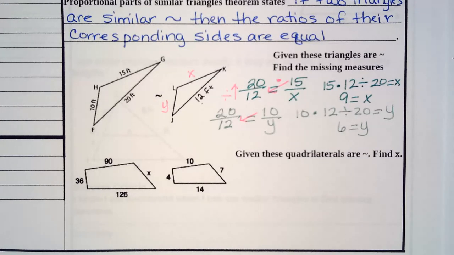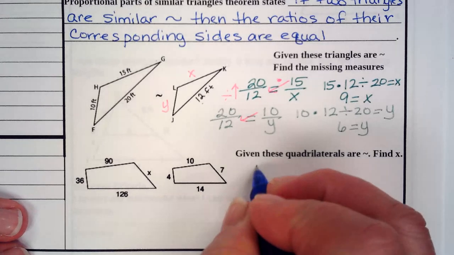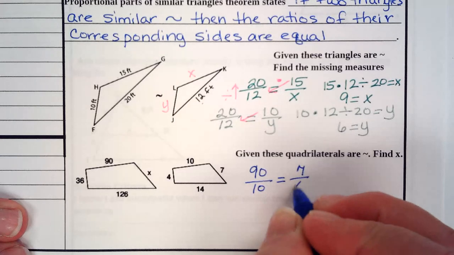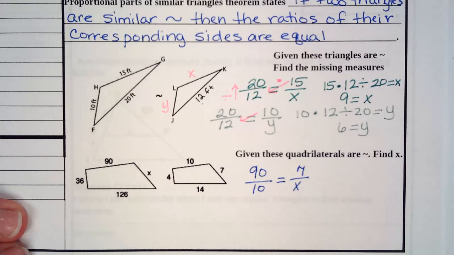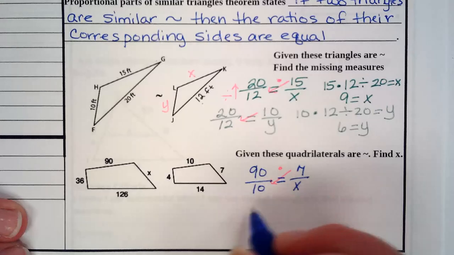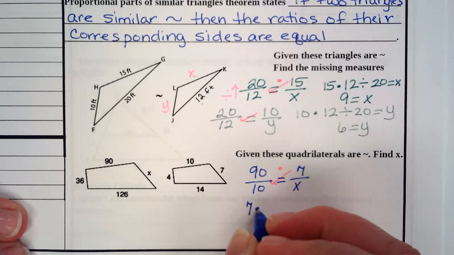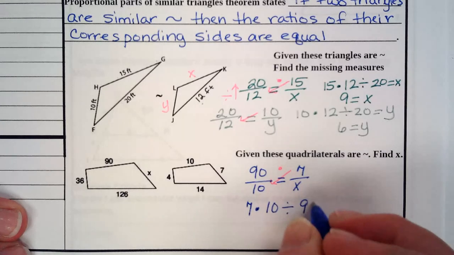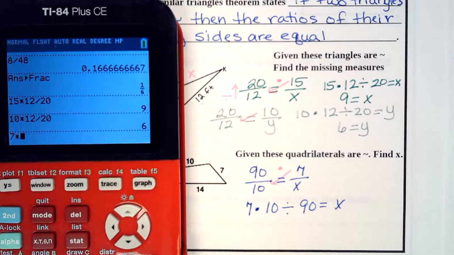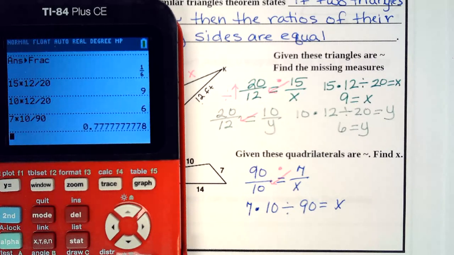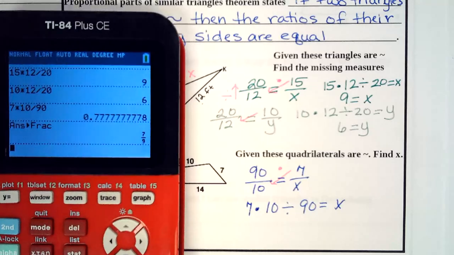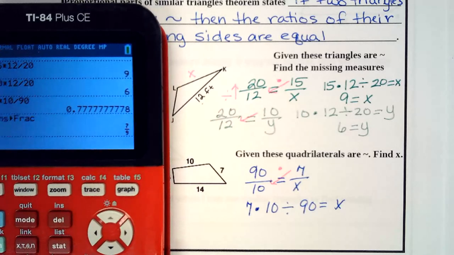So let's set it up as an equation. 90 over 10 will equal 7 over X. Multiply at your diagonal, then divide going up. 7 times 10 divided by 90 is equal to X. And that is 7 over 9.